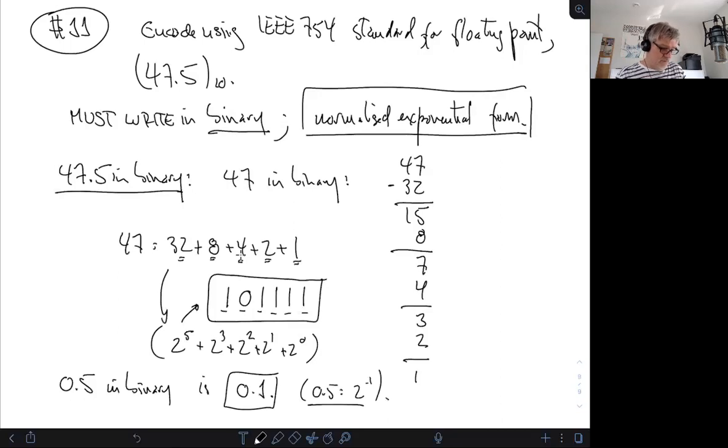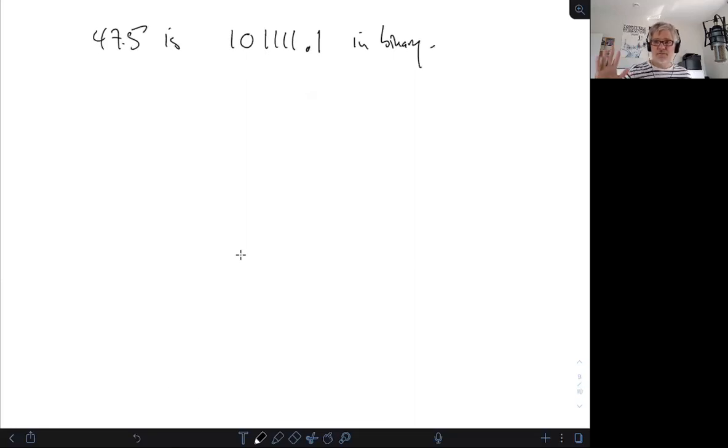47.5. So the result of this is that 47.5 is 101111.1 in binary. Okay, so that's the first step. Now I want to write that in normalized exponential form. This is absolutely critical. If you don't do that, nothing will work, okay?